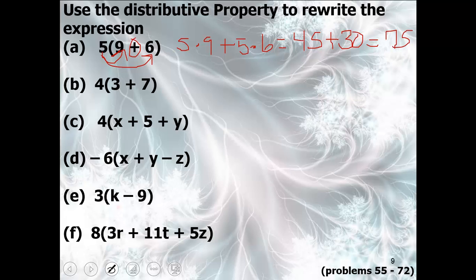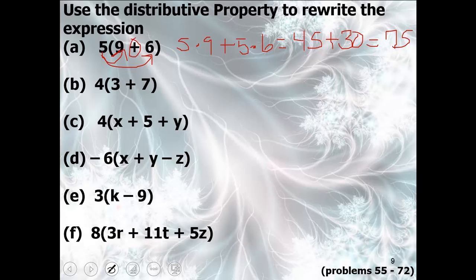Now check it. What if we added 9 and 6 together? We would have got 15. What's 15 times 5? 75. We get the same answer. We're learning to do it on numbers, what we're used to, so that when we get down and we have letters, we know how to do it. You guys try B and come back and see if you got it right.